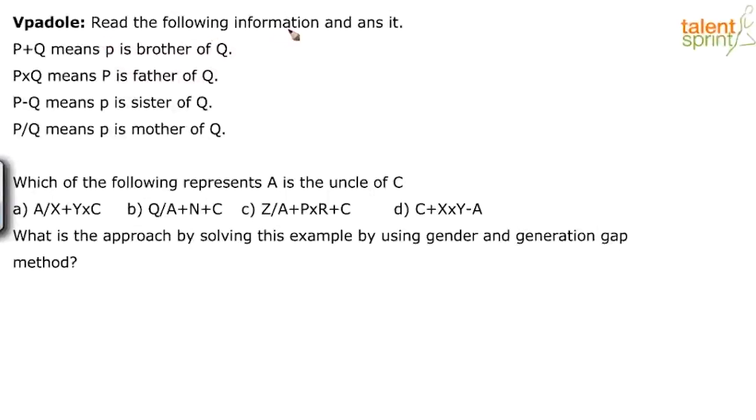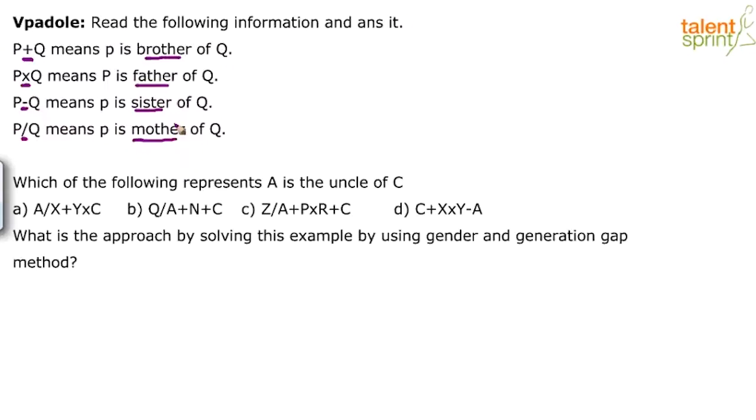Read the following information and answer the question. It says P plus Q means P is the brother of Q. P into Q means P is the father of Q. P minus Q means P is sister of Q, and P by Q means P is mother of Q. So basically plus means brother, into is father, minus represents sister, and divided by is mother.